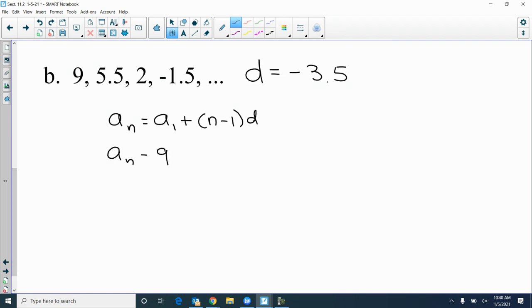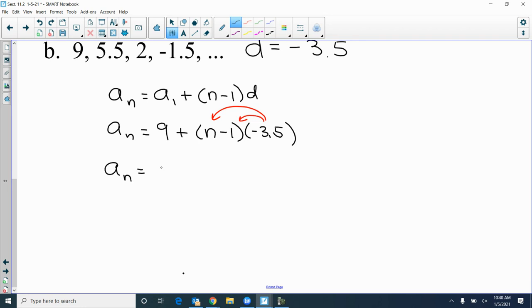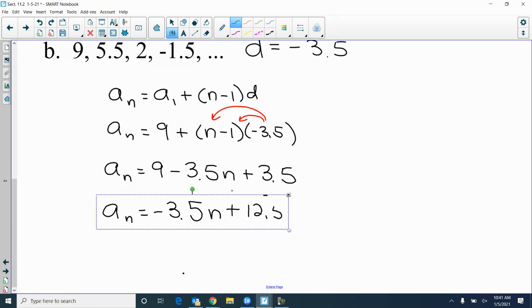My first term is a 9 plus n minus 1 times -3.5. I'm going to keep that in parentheses so it doesn't look like I'm subtracting and I just make a careless mistake. Distribute the -3.5. And that gives me 9 minus 3.5n plus 3.5. A sub n equals -3.5n plus 12.5.